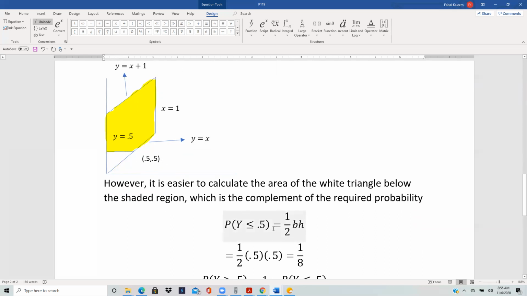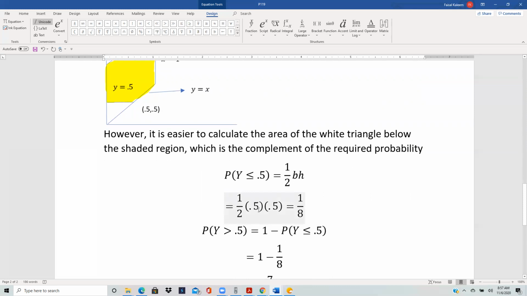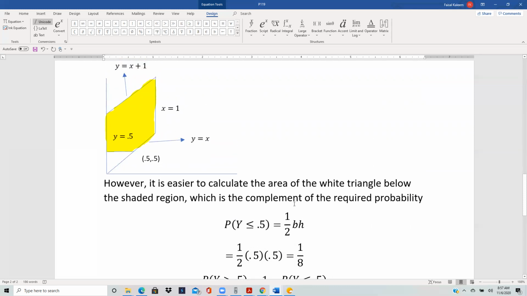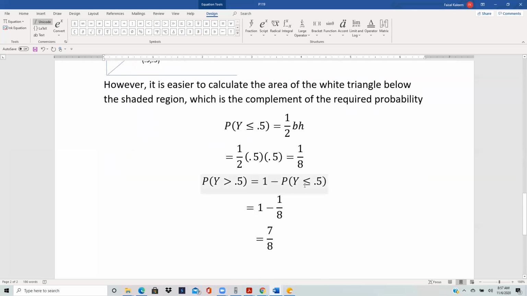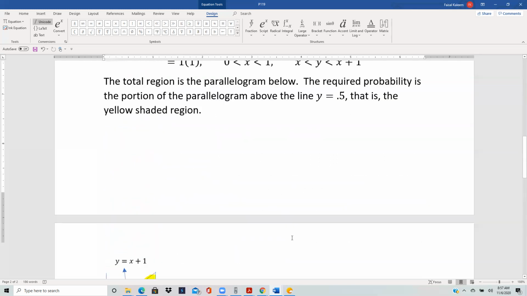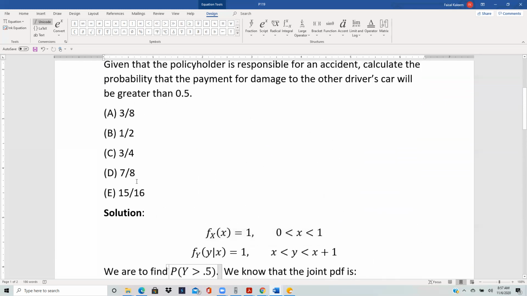And this white triangle will be the probability that y is less than or equal to 0.5. So that's half times base times height, half times 0.5 times 0.5, so that's 1/8. Therefore the required probability, which is y bigger than 0.5, will be 1 minus the probability that y is less than or equal to 0.5. 1 minus 1/8 is 7/8, which is choice D.